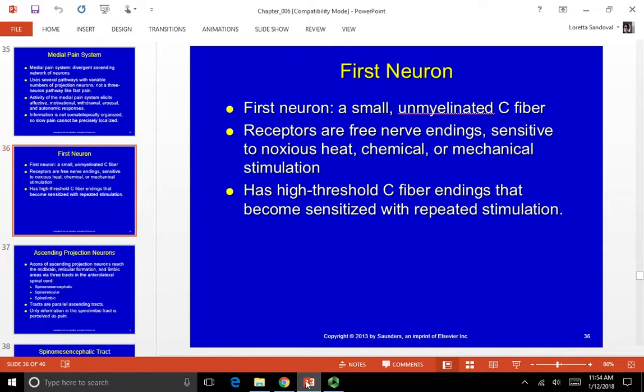Very interesting. The first neuron is a small unmyelinated or less myelinated C fiber. The receptors are free nerve endings that are sensitive to noxious heat, chemical, or mechanical stimulation. High threshold C fiber endings can become sensitized with repeated stimulation. So sensations that wouldn't have been painful to begin with, once those C fibers are sensitized, you can have more pain associated with it. And we will talk more about that in Chapter 7 as well.